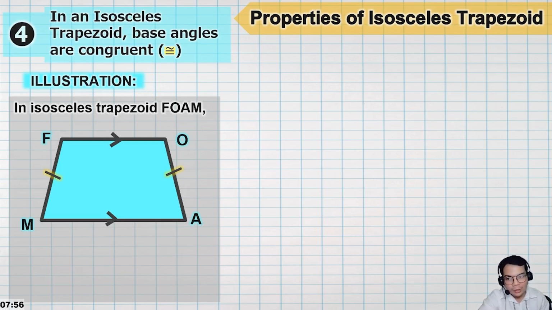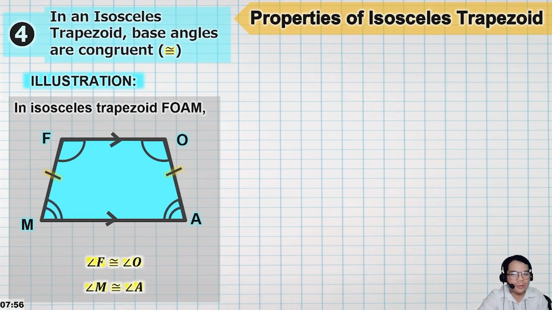So in illustration, if we have here isosceles trapezoid FOAM, angle F and angle O are considered as the upper base and they are congruent based on this property. And the lower bases naman natin will be angle M and angle A. So, congruent din sila. So, yung dalawang nasa taas na angles or base angles ay congruent. Yung dalawang nasa baba na base angles ay congruent. Yan yung ipinapakita sa atin nung property na ito.